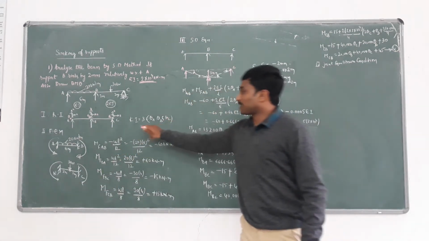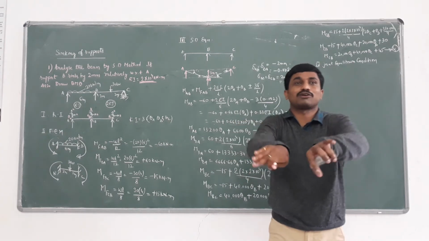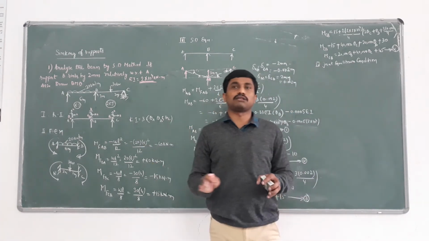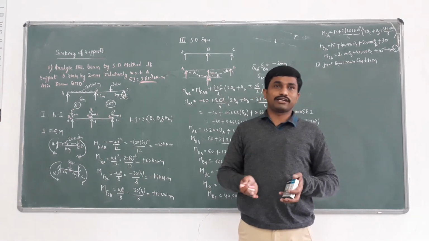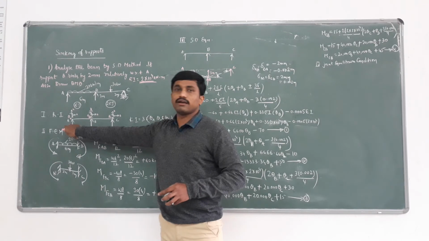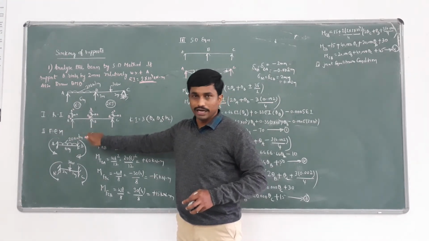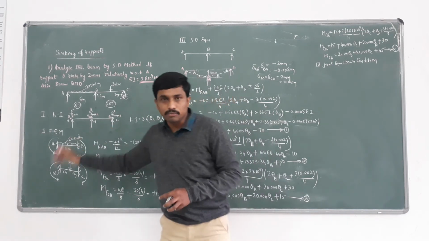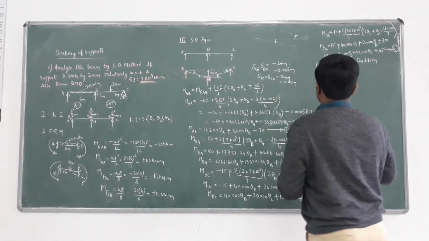What is the number of kinematic indeterminates? The same number of joint equilibrium conditions we are getting. Here we are having 3 kinematic indeterminates, so we are getting 3 joint equilibrium conditions. For joint A, MAB equals 0. For joint B, MBA plus MBC equals 0. For joint C, MCB equals 0. So first, joint A.